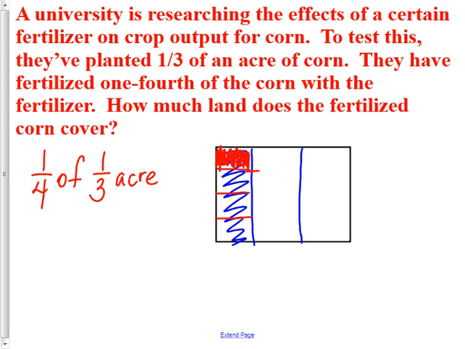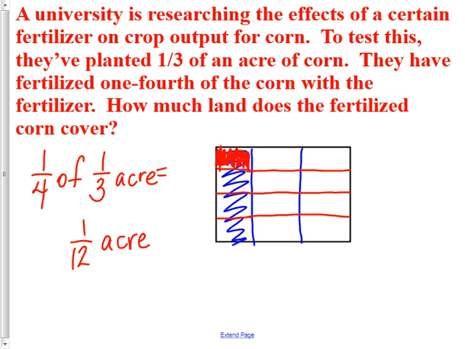Now notice in my drawing I do need to continue my lines across, not because I'm planting corn in those empty spots or fertilizing it or anything, but because I need all my pieces to be the same size. So when I look at this, I should see that there's 1 out of 12 pieces, or 1/12 of an acre, that has fertilized corn on it.